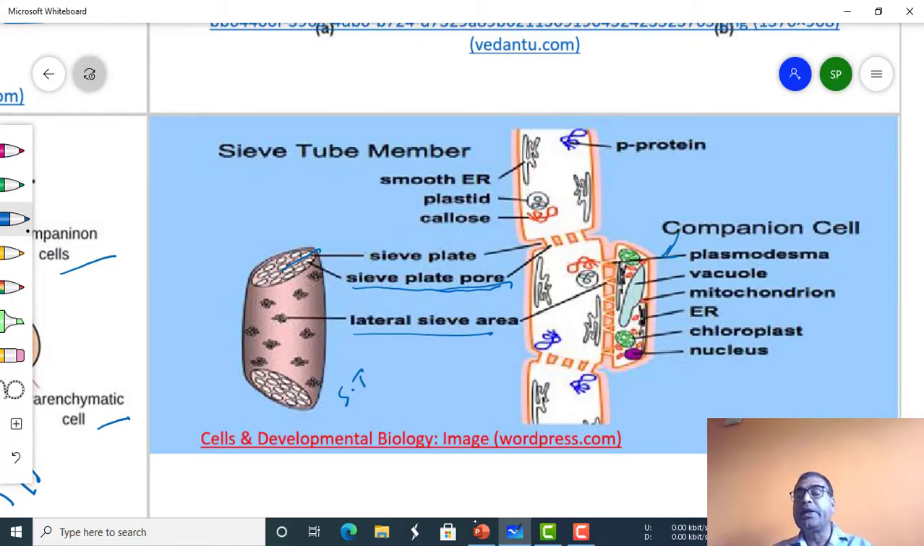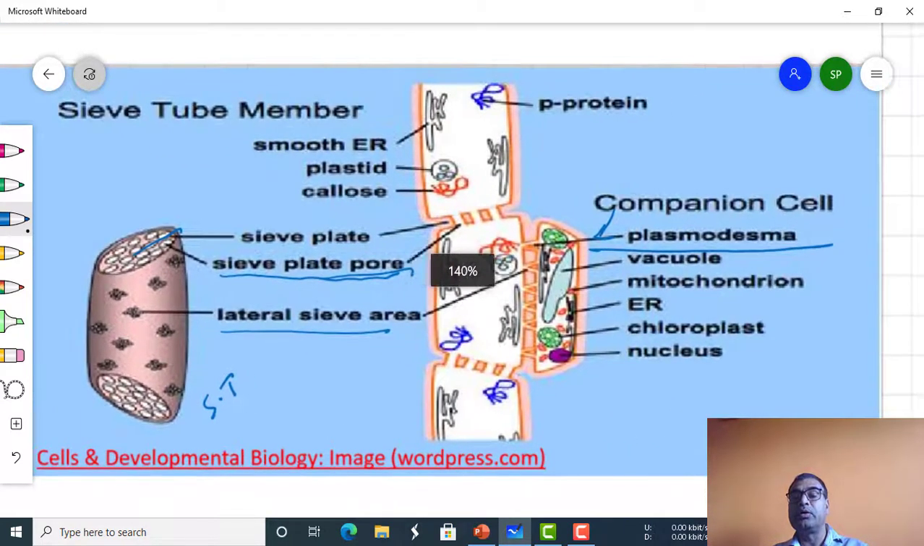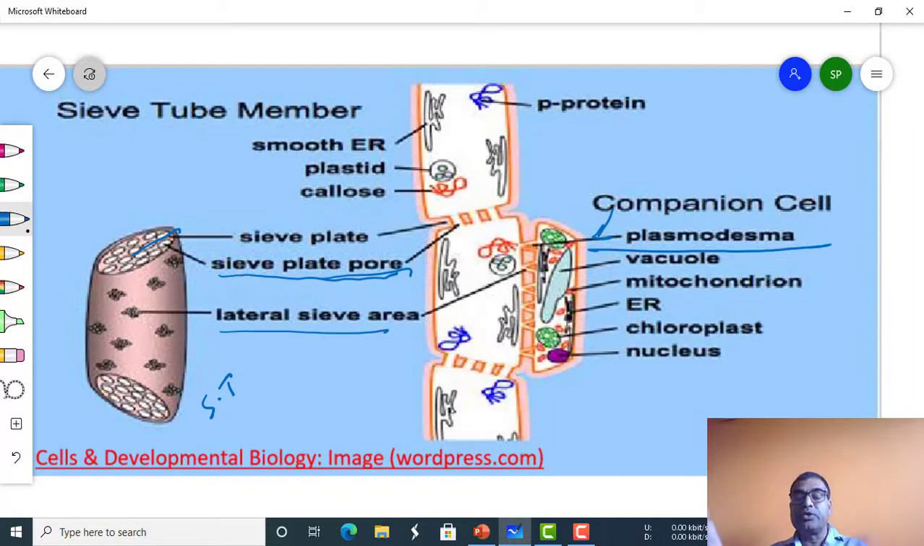Okay, then this one is a companion cell, and if you see here, this one is a living type of cell. It shows plasmodesmata. Plasmodesmata are actually pores which are present in the middle lamella and primary cell wall. It shows interconnection through the plasma membrane with the adjacent cell. Then vacuole is present, mitochondria, endoplasmic reticulum, nucleus, chloroplast. So this one is a living type of cell. So this one is a companion type of cell.